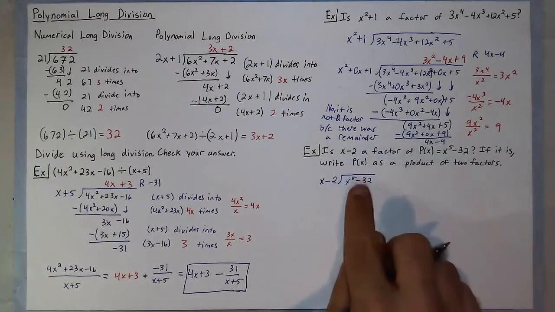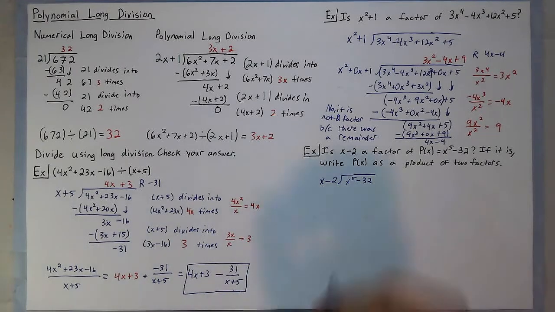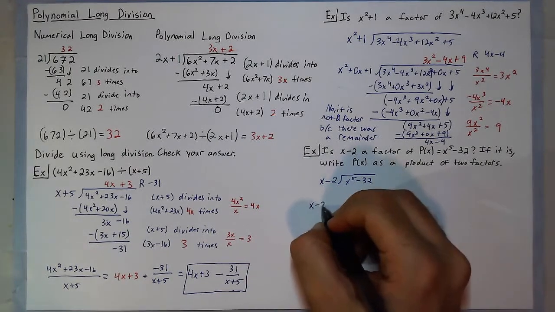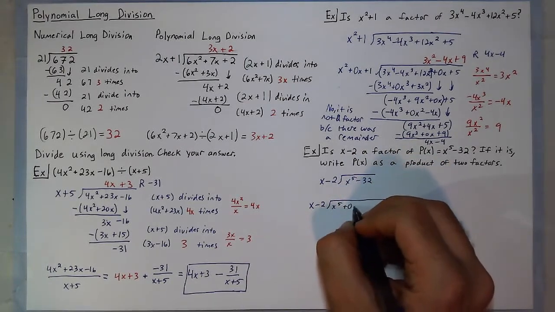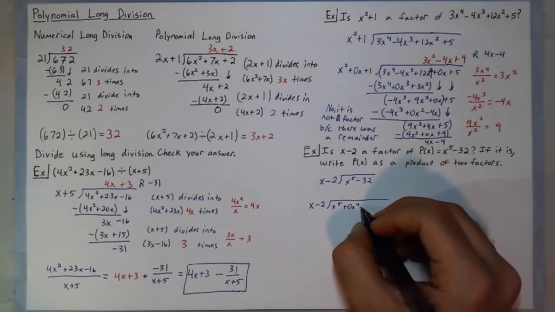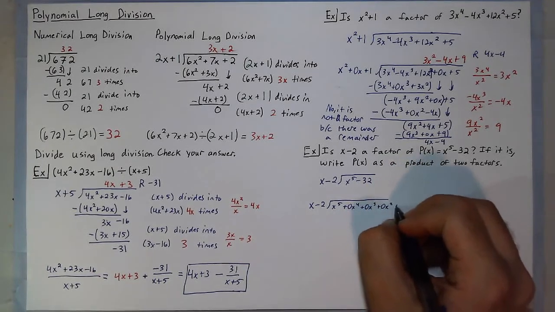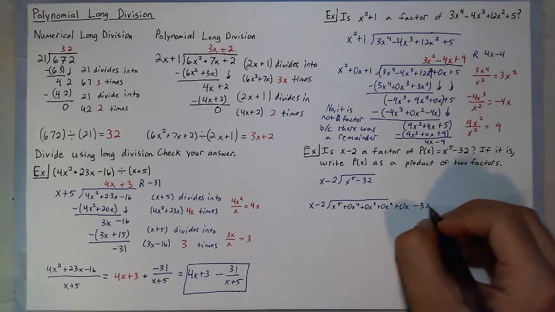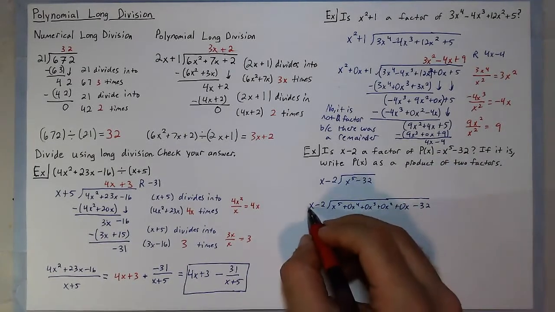Now I'm seeing here there's a lot of missing terms from x to the fifth down to the constant. And I'm going to fill them all in with 0 coefficients. So how many times does x minus 2 go into x to the fifth plus 0x to the fourth plus 0x to the third plus 0x squared plus 0x minus 32? So again, how many times does x go into x to the fifth?